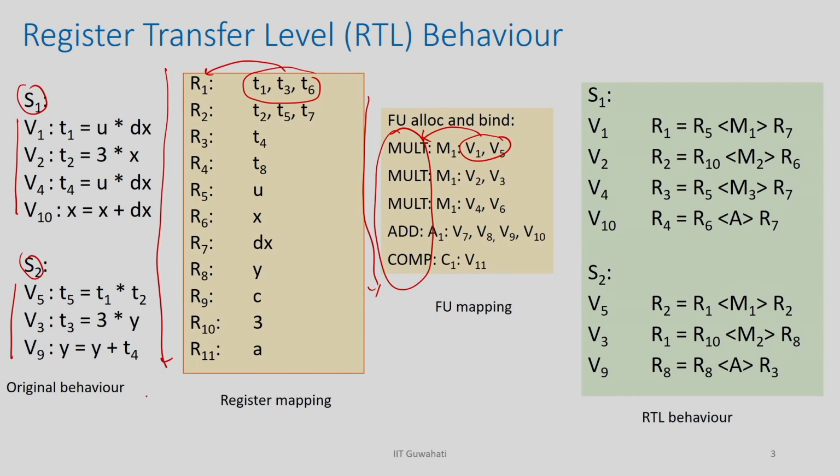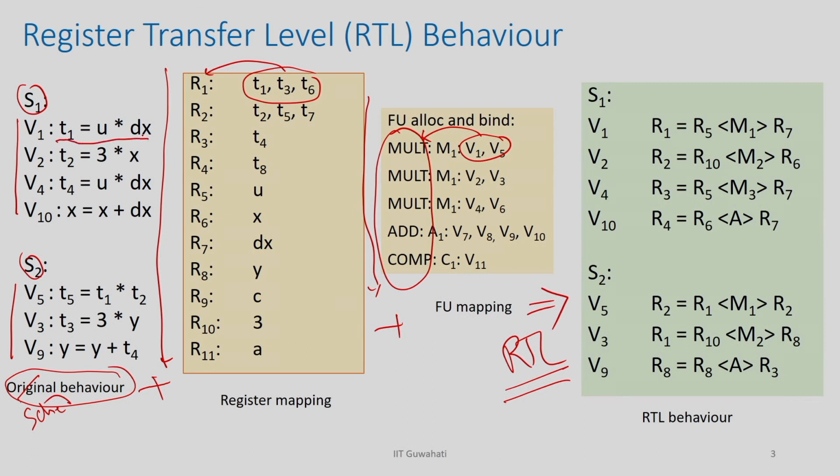Now we can combine this and get the RTL behavior. What I can do is rewrite my schedule behavior, combine it with the allocation and binding information, and then I will get the register transfer level behavior. How? In time step 1, there is an operation T1 equals U into dx.